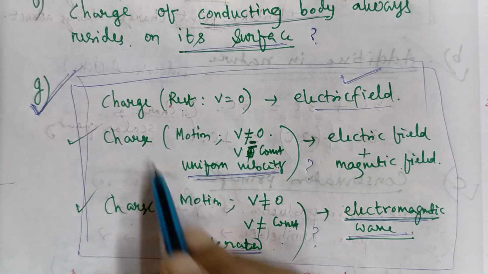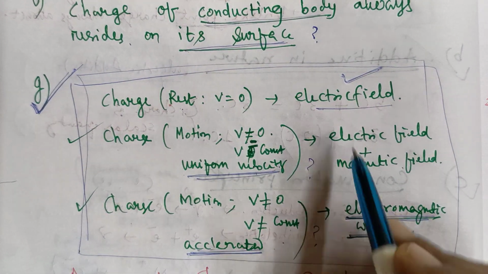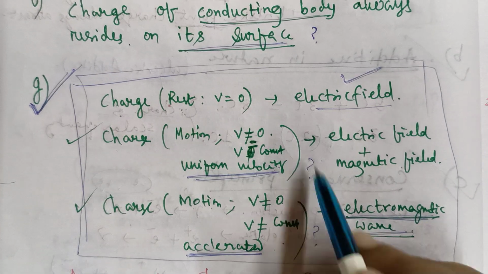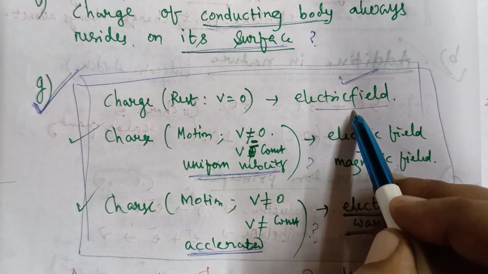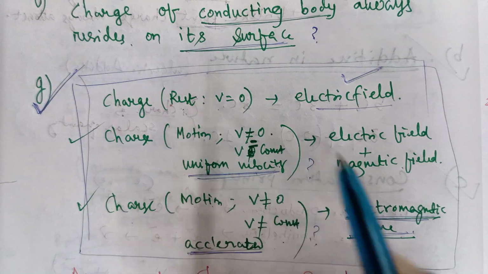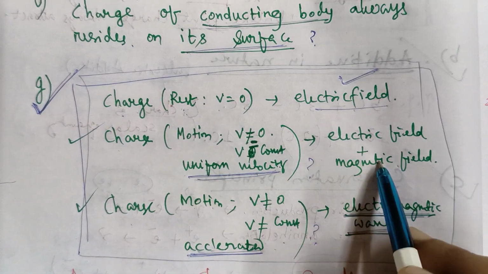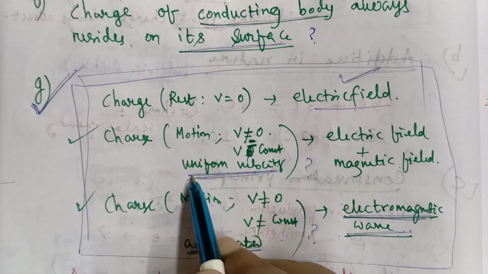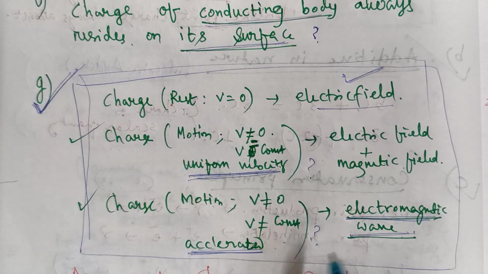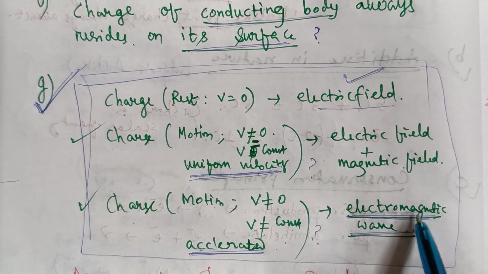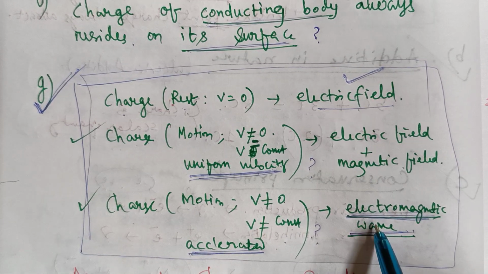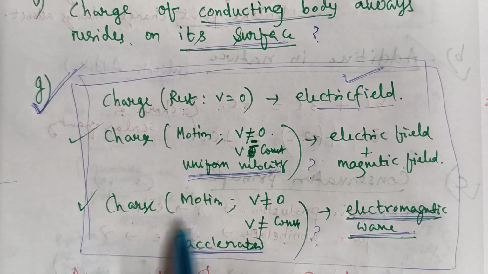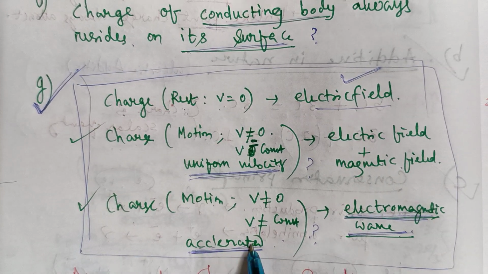These topics will all be discussed in the 12th class: electric field, magnetic field, and electromagnetic wave. I am repeating: you get only an electric field when charge is at rest. You get electric field plus magnetic field when the charged particle moves with uniform velocity, that means constant velocity. You get an electromagnetic wave, Vidyut Chumbakiya Taranga, when the charged particle is accelerated.